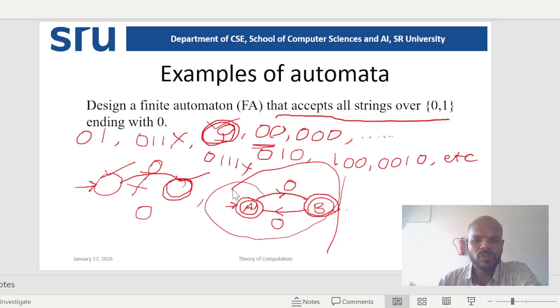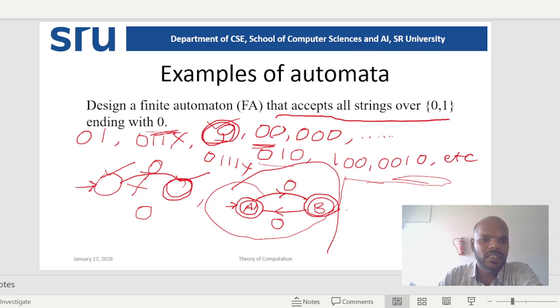Now we can go for some other example problems. So, what is our objective? Our objective is strings ending with 0. But what about 1? This should also be accepted.